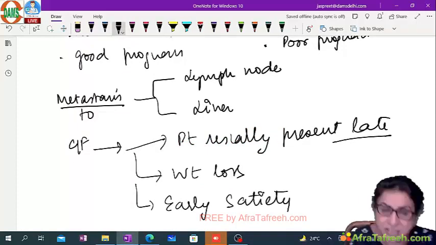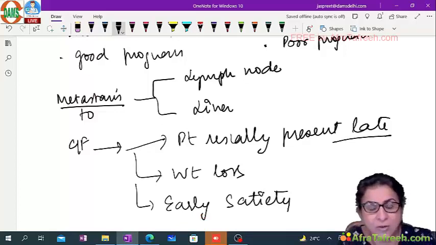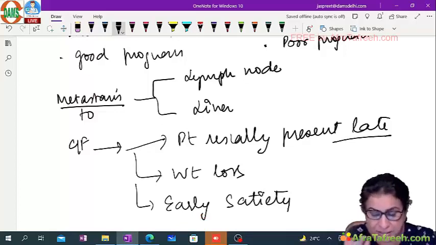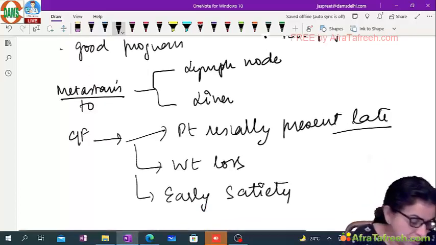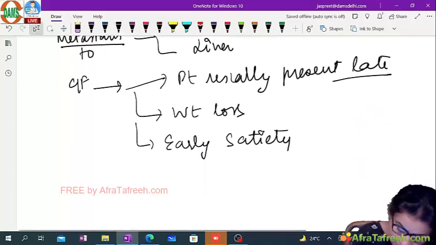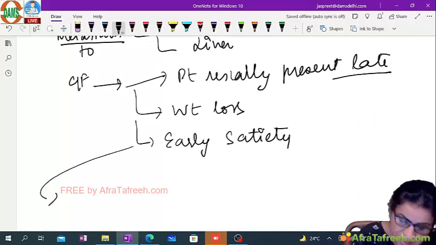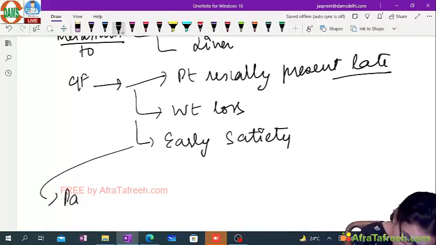What does early satiety mean? थोड़ा सा खाना खाया और एकदम पेट भर गया. So they eat little and they feel very full. Okay, so that is early satiety. And then, in some cases, patients can also present with paraneoplastic syndrome.